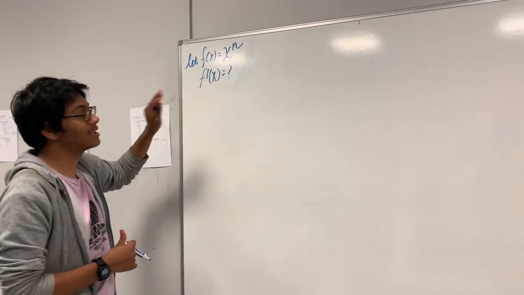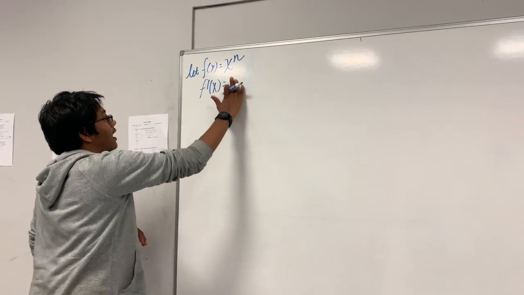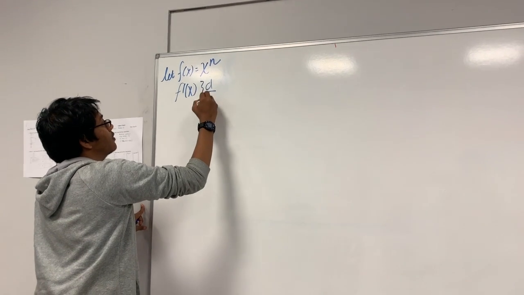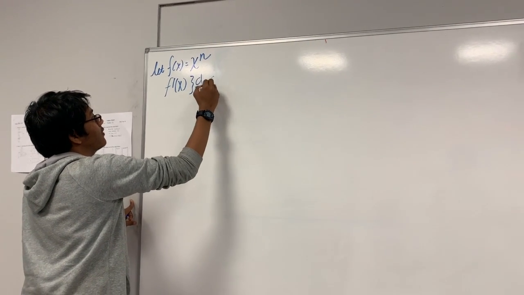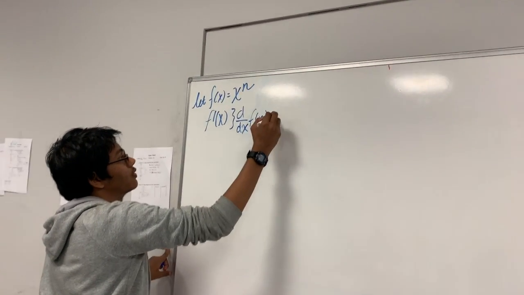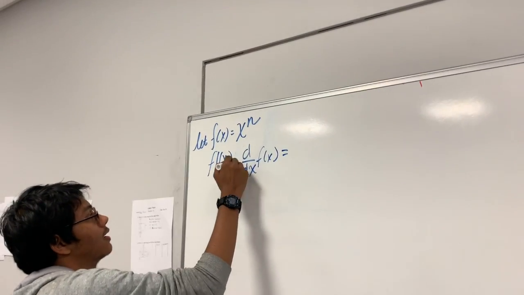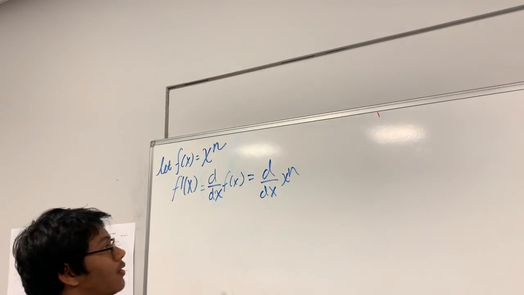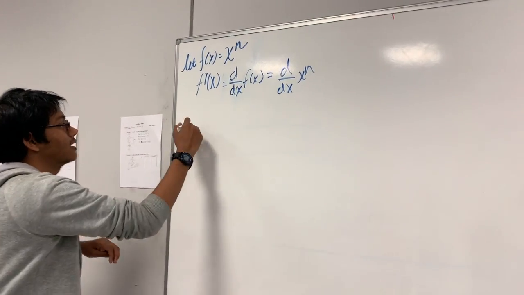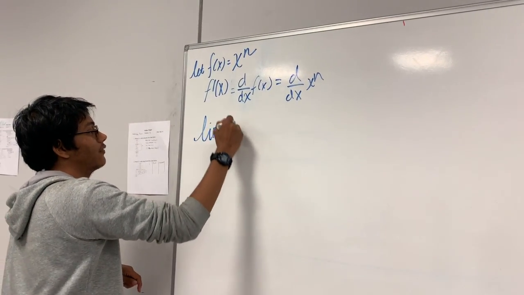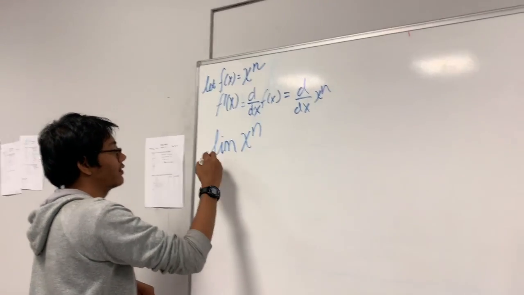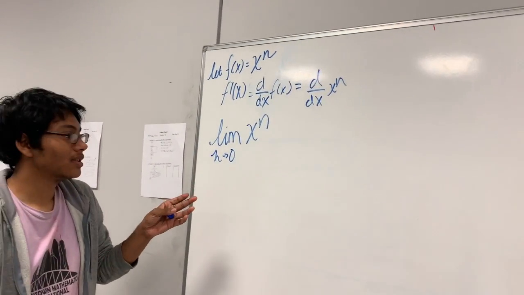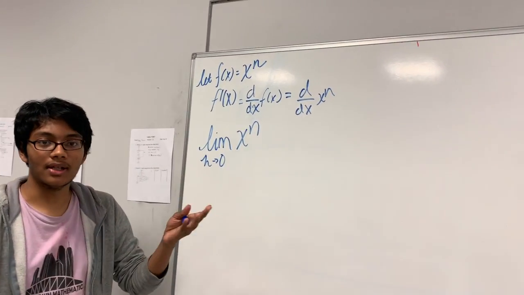When I say what is the derivative of f of x, which can also be written as d over dx of f of x, which can also be written as d over dx of x to the n, what I really mean is I want to take the limit of x to the n, or f of x, whichever way you want it, as h approaches 0. So how do we do that?